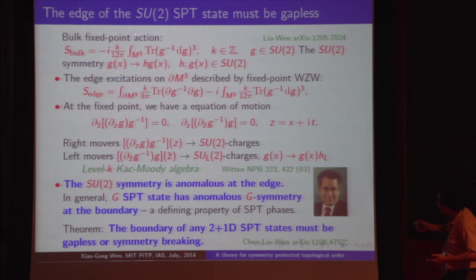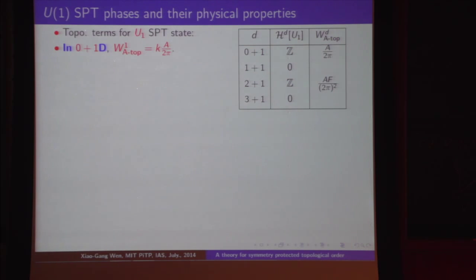This is also revealed in Witten's work in '83, many years ago. That revealed that the edge state has this chiral anomaly, this anomalous SU(2), and this anomalous SU(2) guarantees that the edge state must be gapless. Okay, so that's the SU(2) story.